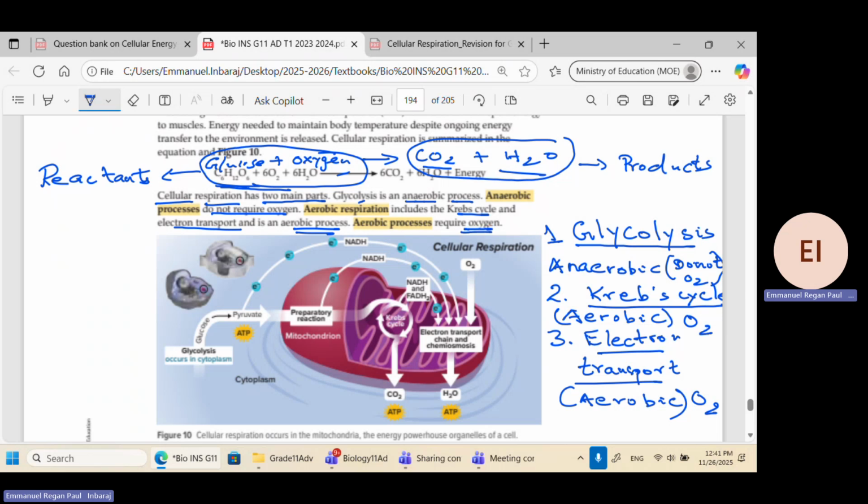So in this page, what you have to learn is about the three processes. How does it go? The first one, glycolysis, then the Krebs cycle, and then the electron transport chain. Glycolysis is anaerobic. It does not require oxygen. And the Krebs cycle is aerobic. It requires oxygen. And the electron transport chain is also aerobic. It requires oxygen. Okay, now let's go to the next page.